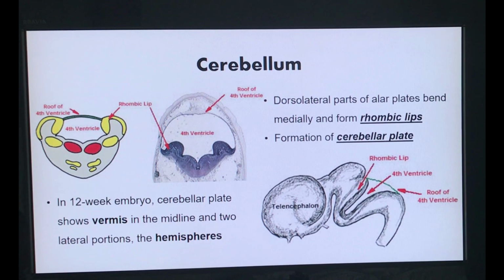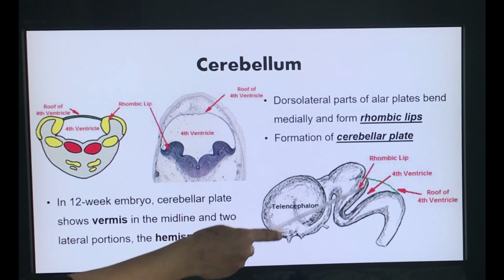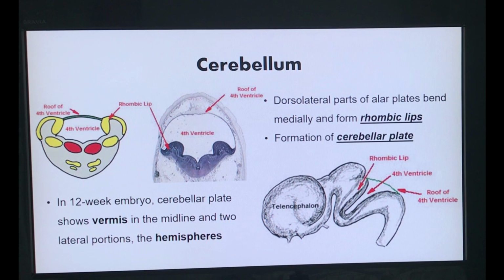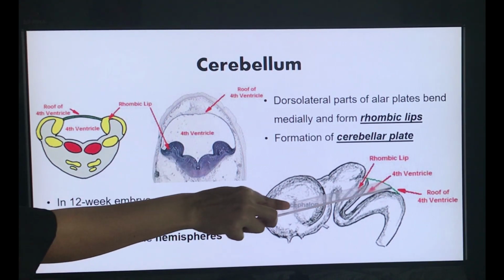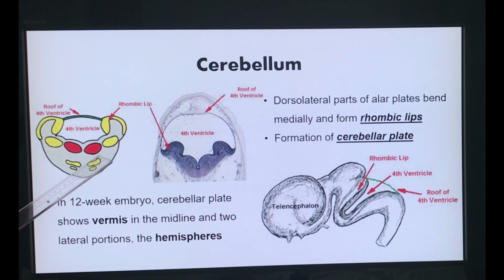The cerebellum mainly develops from the metencephalon, which is a part of the rhombencephalon. At the dorsal aspect, you can see here this is the rhombencephalon, and this is the developing pons, the metencephalon. At the dorsolateral parts of the alar plates, they slightly bend to form a lip called the rhombic lip. If a section is taken over here and seen from the dorsal aspect, this is the developing pons.